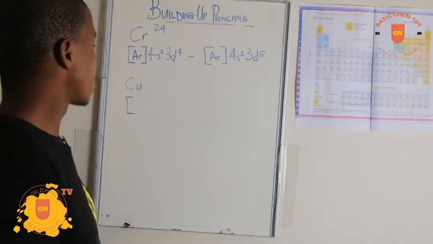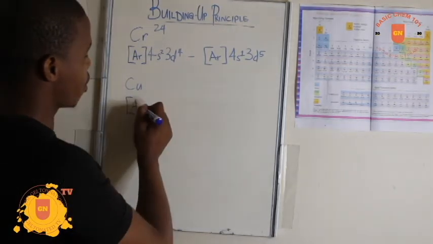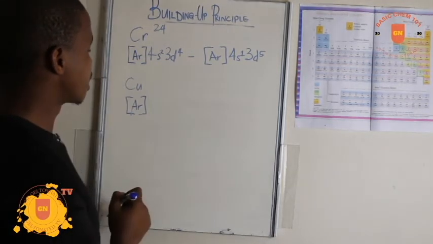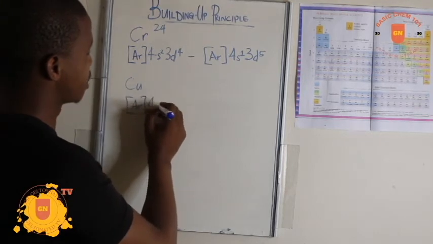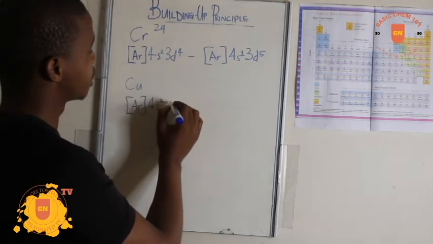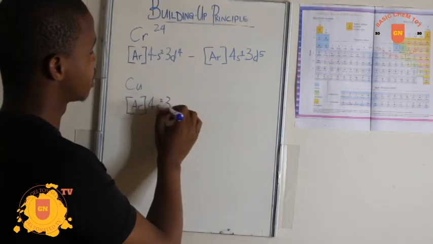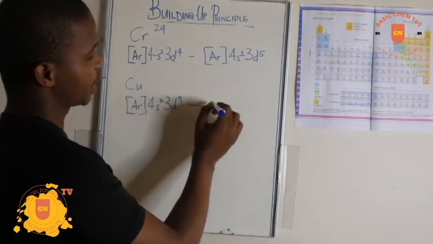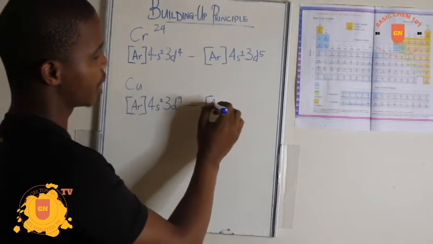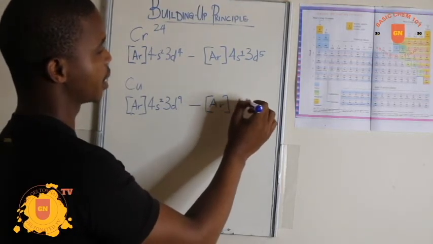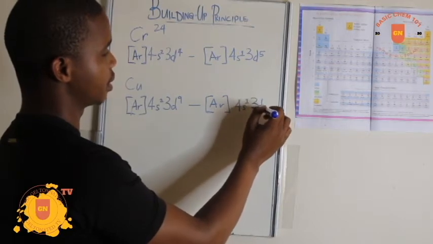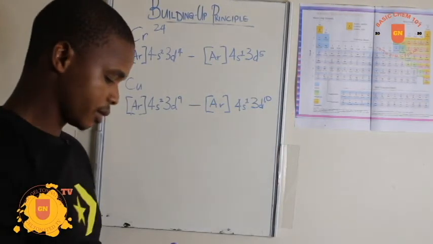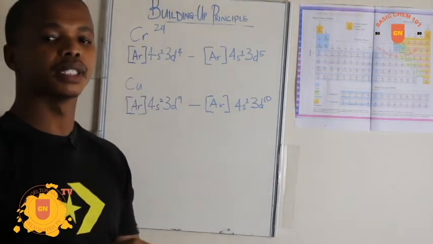And we can also look at copper. So if we look at copper, you would say your core is argon, and then you have 4s2 and 3d9. But in actual fact, this one would be argon, 4s1 and 3d10. So these would be your exceptions.